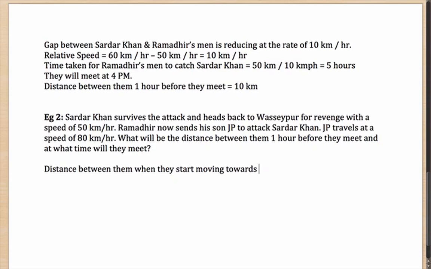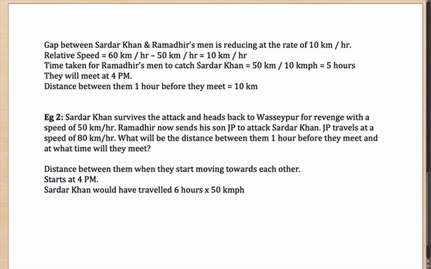Now, how do you figure out this distance? Well, this part of the journey starts at 4 p.m. Till 4 p.m., how much distance would Sardar Khan have travelled? He started at 10 a.m.; till 4 p.m. he would have travelled for a total of 6 hours at a speed of 50 km per hour. So he would have travelled a total of 300 kilometers.